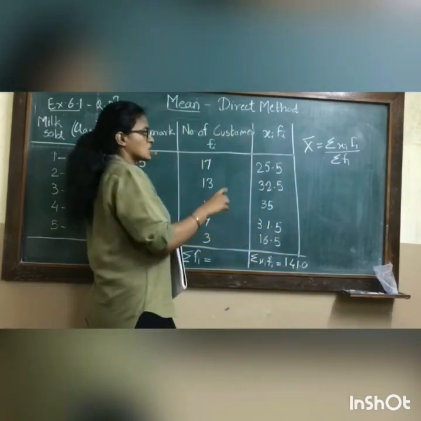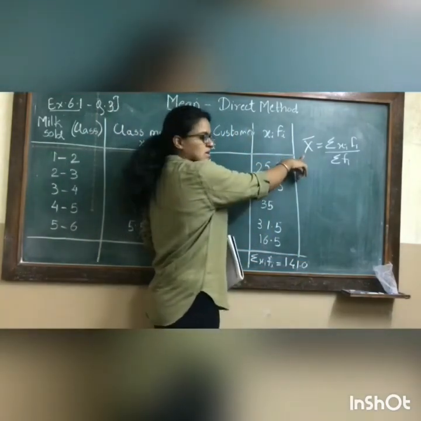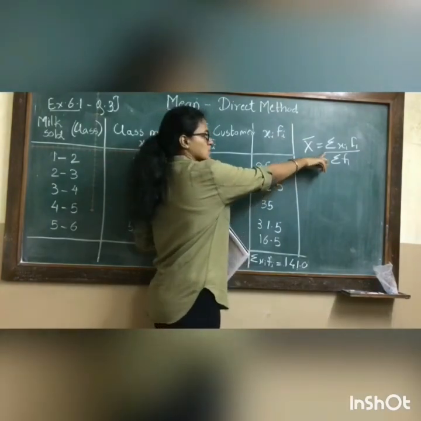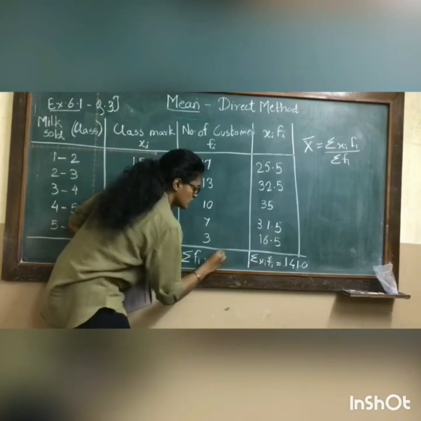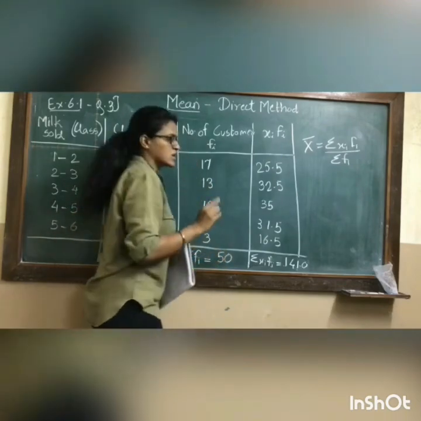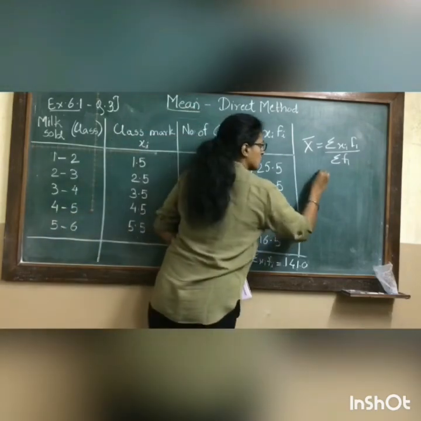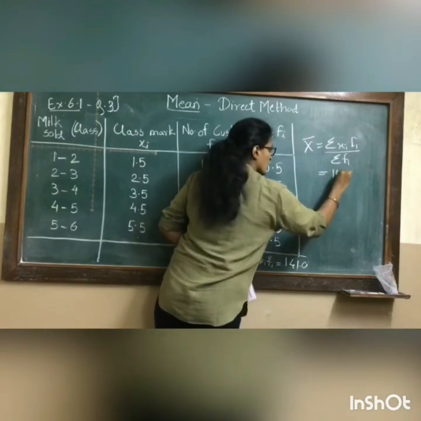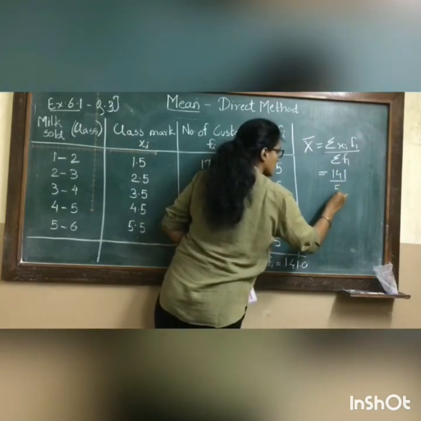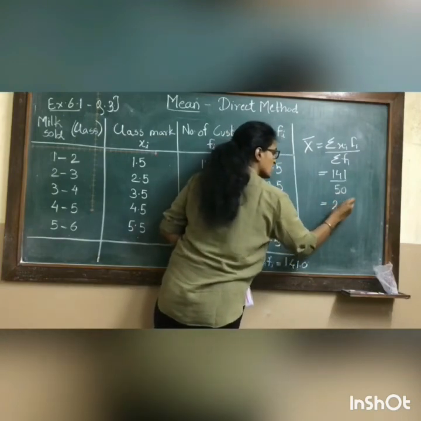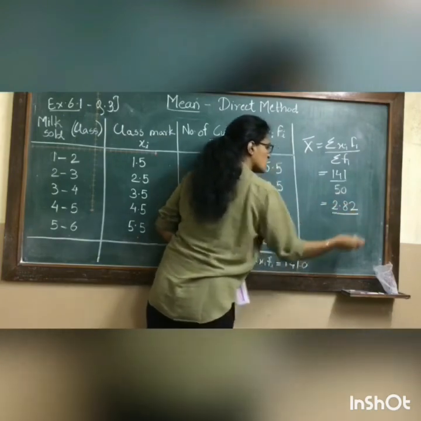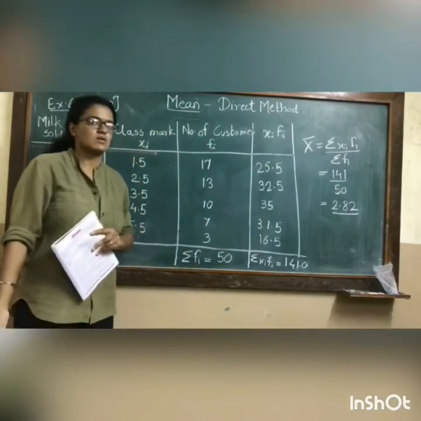Okay. So now using the formula mean, that is X bar is equal to summation Xi Fi upon summation Fi. We have summation Fi as 50 already given in the question, and therefore 141 upon 50 is equal to 2.8. So this is our answer, 2.8.